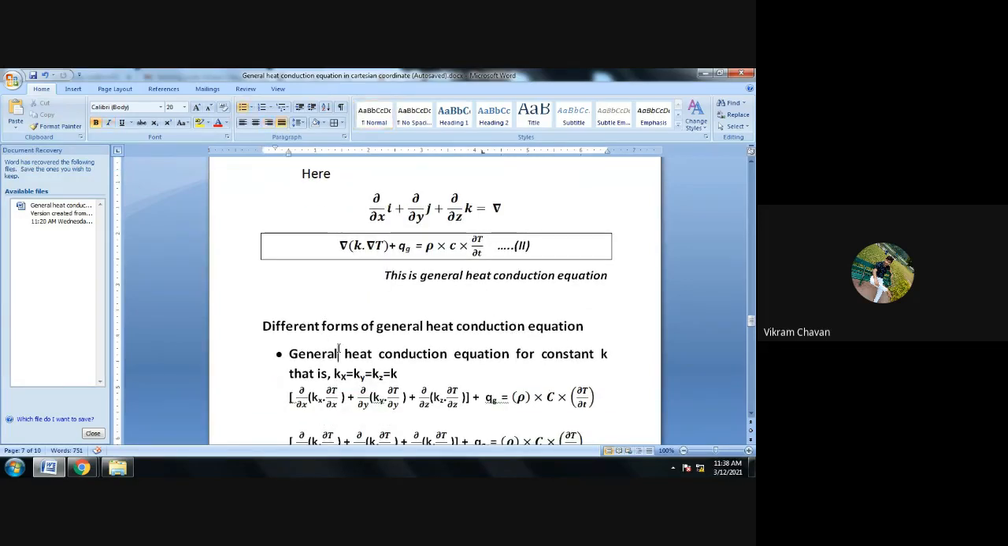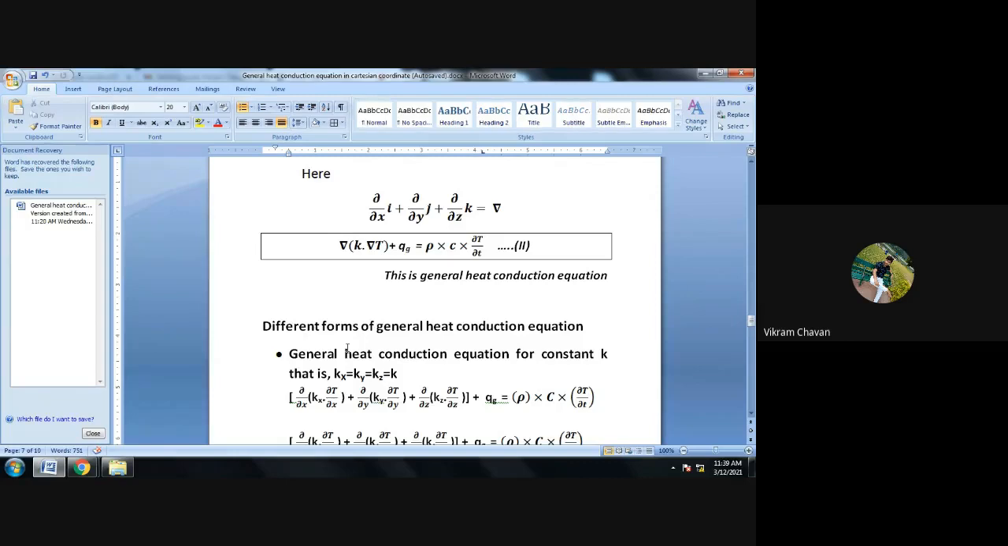Different forms of heat conduction equation. First form: general heat conduction equation for constant K. So constant K means what? Isotropic material. If the thermal conductivity or the property of a substance is the same in all directions, then that particular material is called an isotropic material. Initially we considered that the material is anisotropic. Anisotropic means the property of a material changes in every direction. In x direction there is a different thermal conductivity, in y direction a different thermal conductivity, and in z direction a different thermal conductivity.